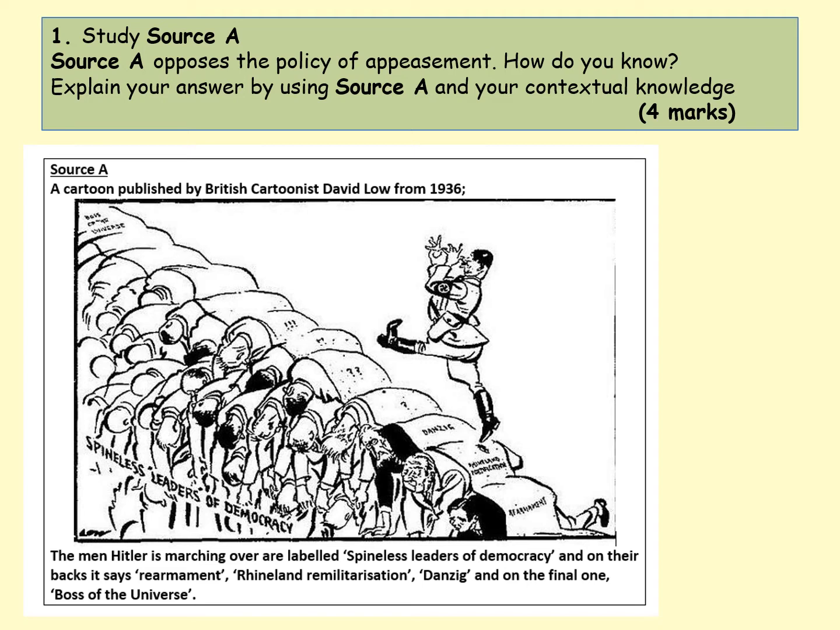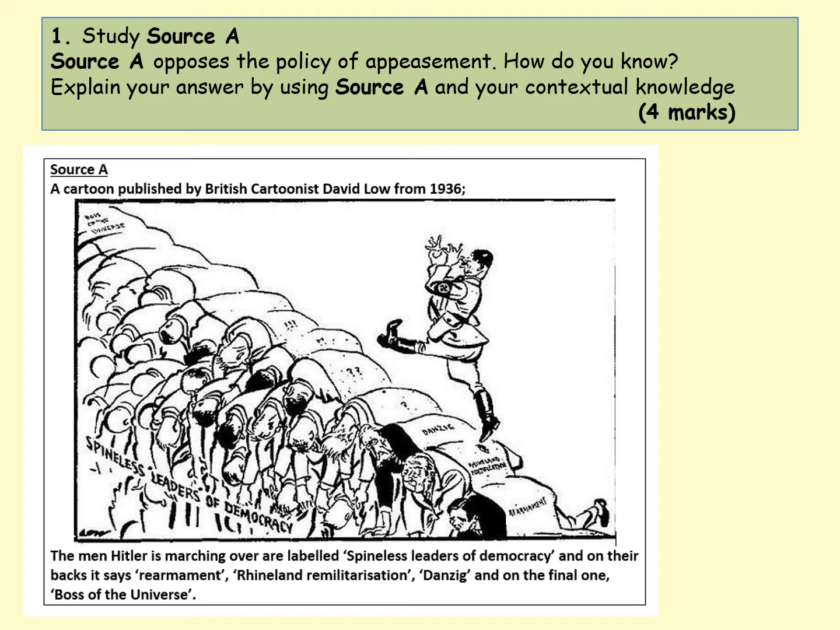So if you have a look at this cartoon, how do you know that it opposes the policy of appeasement? Well, appeasement was when the Allied countries like Britain and France kind of gave Hitler what he wanted in the 1930s, or didn't stop him from his aggressive foreign policy. And there's lots of reasons why they did that, many of them very legitimate and for very good reasons indeed. But how do you know that this cartoon actually opposes that policy of appeasement?